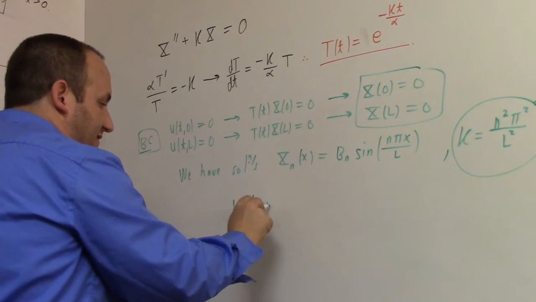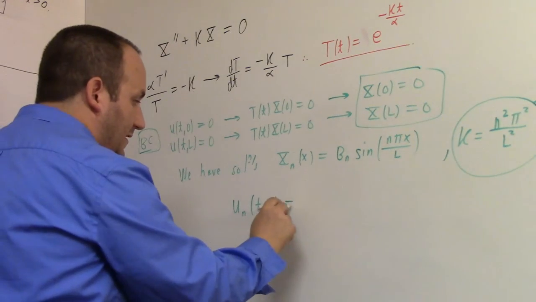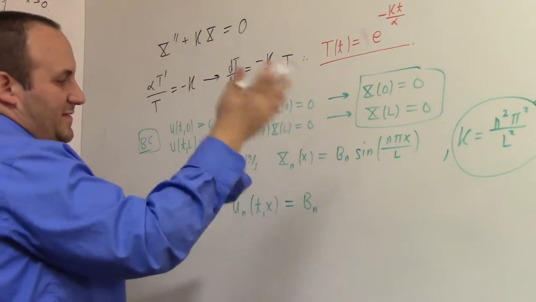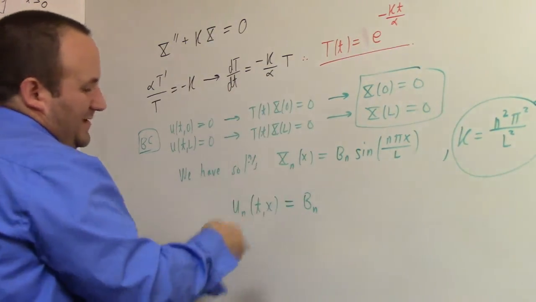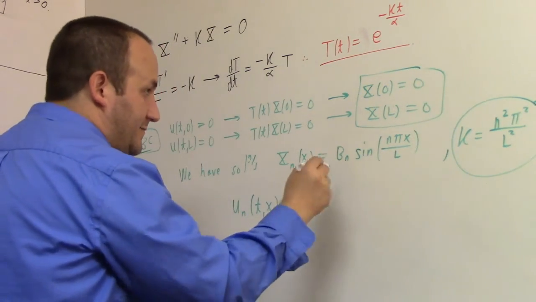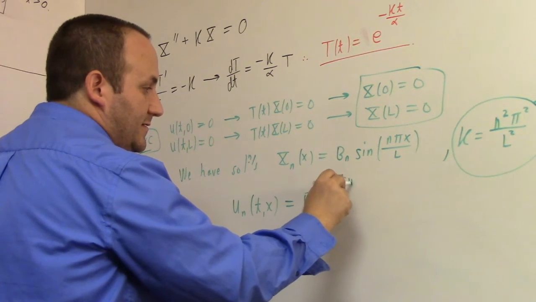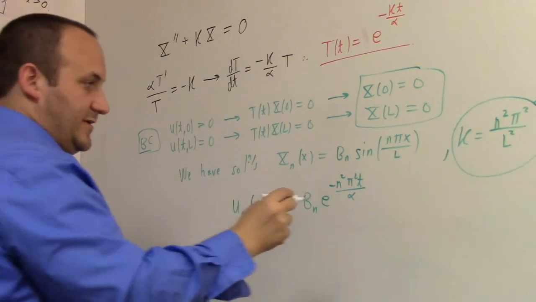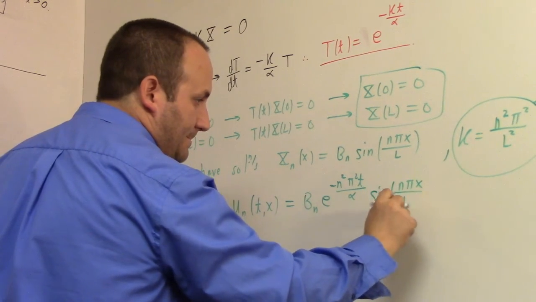Un of tx, I use the n because it's the nth one. We've got lots of them. And something like bn, and you could set bn to 1 if you want, I guess. You know what, I'll leave it. I have trouble making choices, you guys know. All right, n squared pi squared t divided by alpha. That's my t, and then sine of n pi x over L.